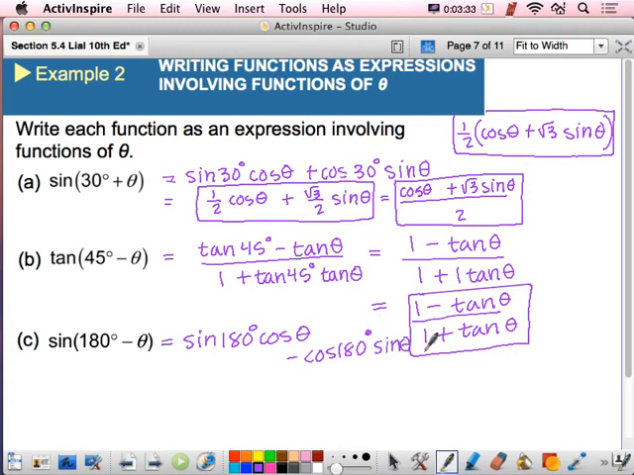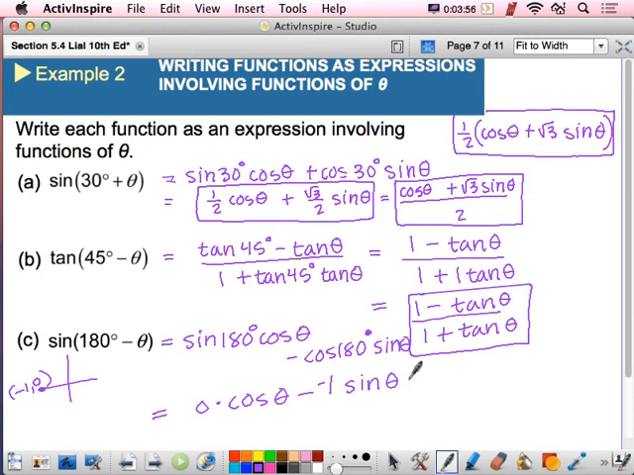We'll plug in from our unit circle. We know that 180 degrees is our spot on the unit circle right over here, which has the ordered pair -1, 0. So the sine of that is 0. So we have 0 times the cosine of theta minus the cosine of 180 is -1. So minus -1 times the sine of theta.